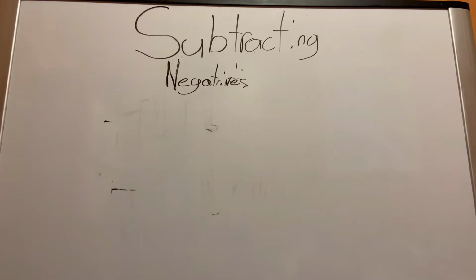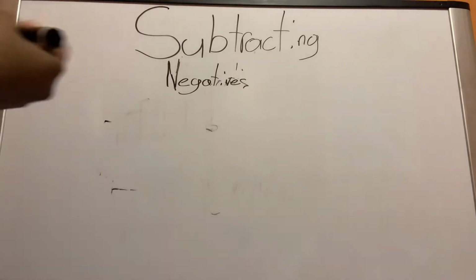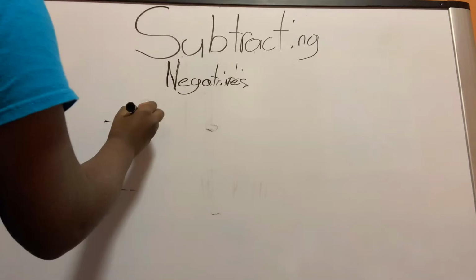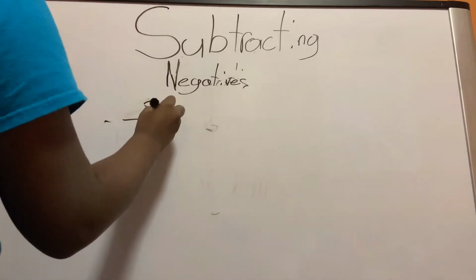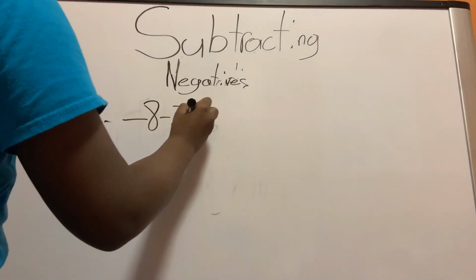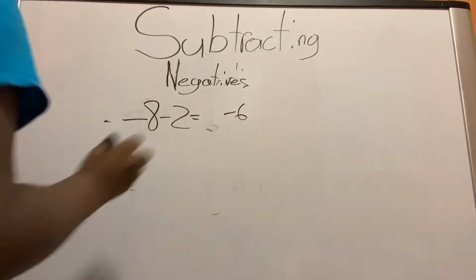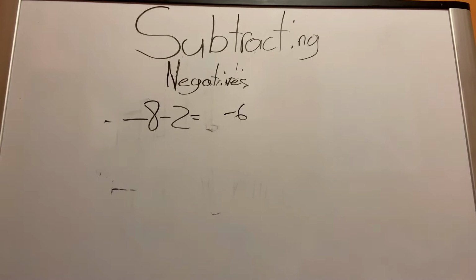So last time I did a video, I did adding negatives. When you're adding, it depends on how you're adding. For subtracting, let's say you have negative 8 minus 2. Some people say the answer would be negative 6. But this would be wrong.